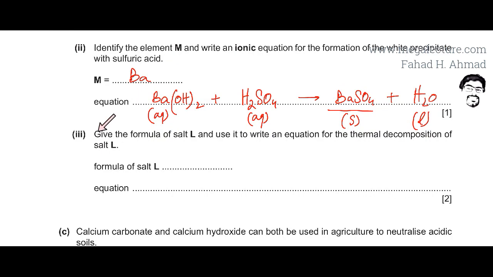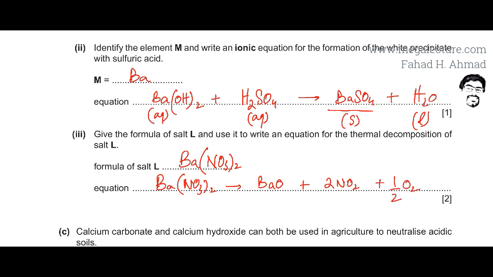The next part C of the question is, give the formula of salt L and use it to write an equation for the thermal decomposition of salt L. We have already done this partially. The original L was a nitrate because it decomposed to form a brown gas. So it's barium nitrate now, and we can write down the equation. It's going to be barium nitrate decomposing to produce a white solid, which is barium oxide, plus 2 nitrogen dioxide gas molecules plus half a molecule of oxygen gas. So this would be my equation.